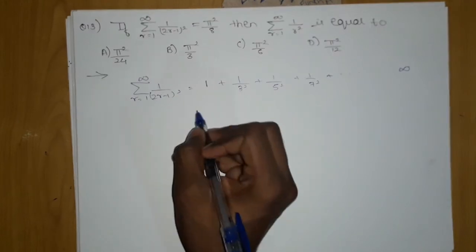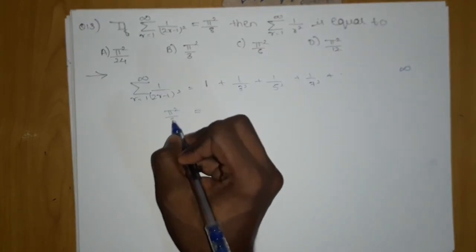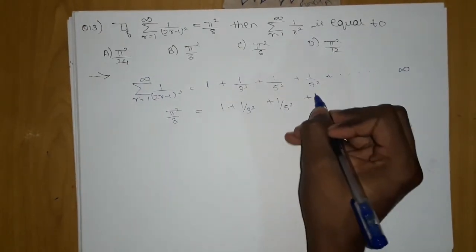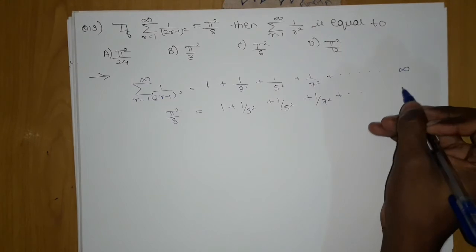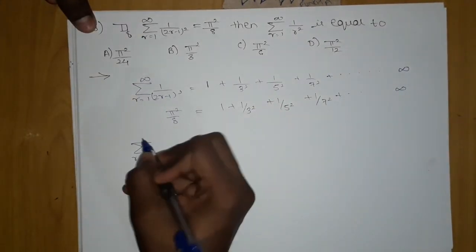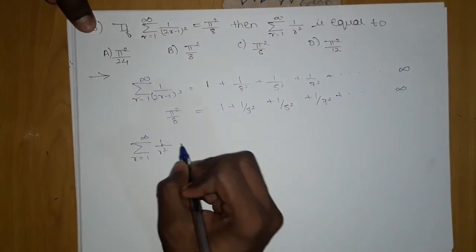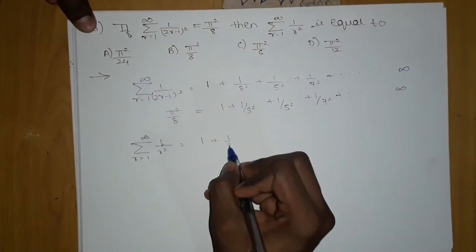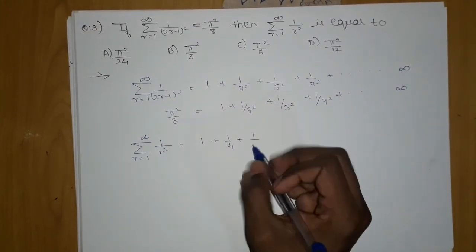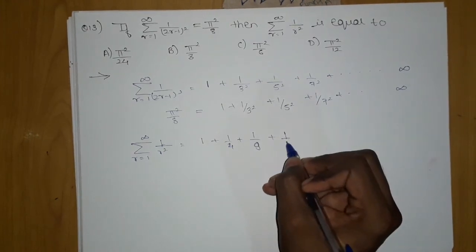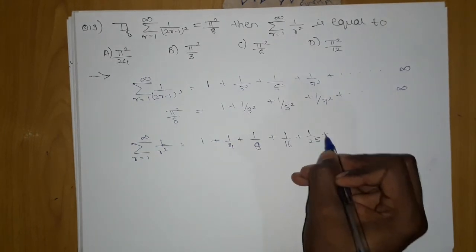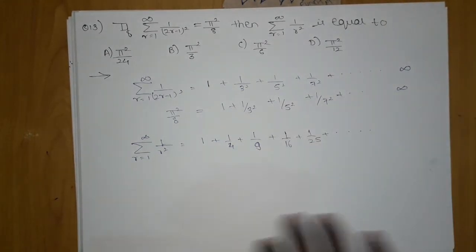Now they have given that it is equal to pi square by 8. Okay, 1 plus 1 by 3 square plus 1 by 5 square plus 1 by 7 square, till infinity, it is equal to this. Now if I analyze the second one, r is equal to 1 to infinity of 1 by r square, what it is, it is 1 plus 1 upon 4, 1 upon 9, 1 upon 16, and 1 upon 25, and so on. So we are getting something like this.